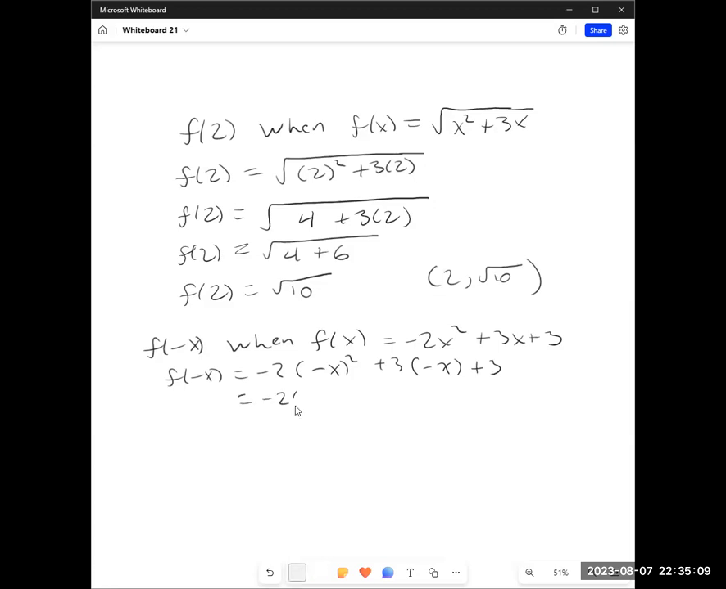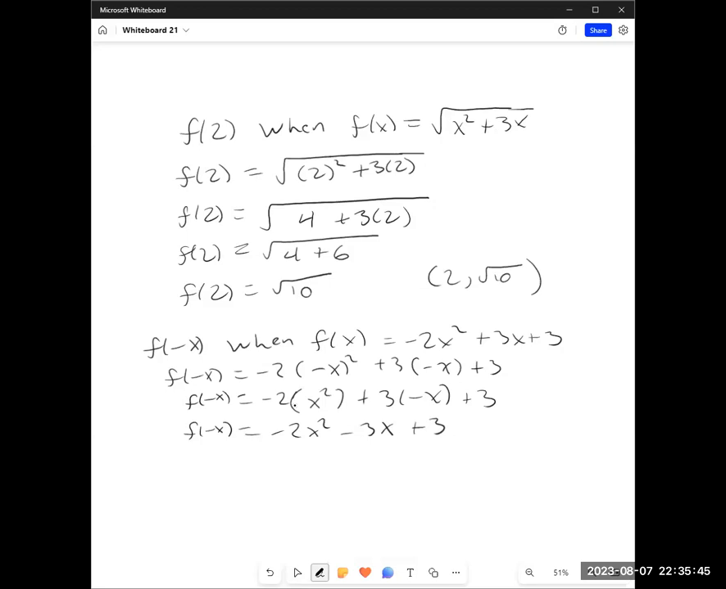Take care of my exponents first. Now I'm going to take care of my multiplication. And I don't have any like terms. So there's my f of negative x. F of negative x is going to be an important thing to us in a couple lessons when we talk about even and odd functions. And when we want to test for symmetry.